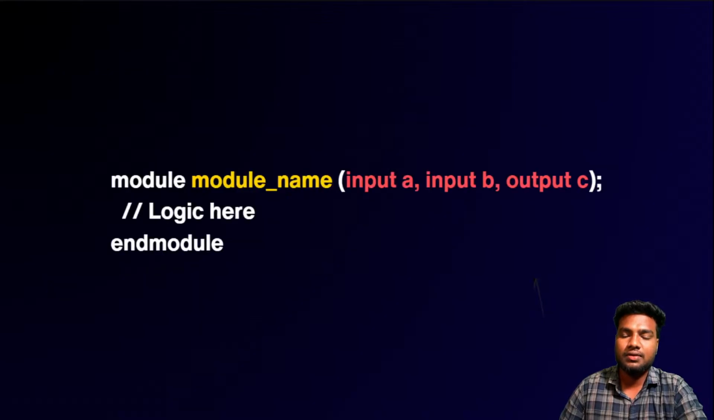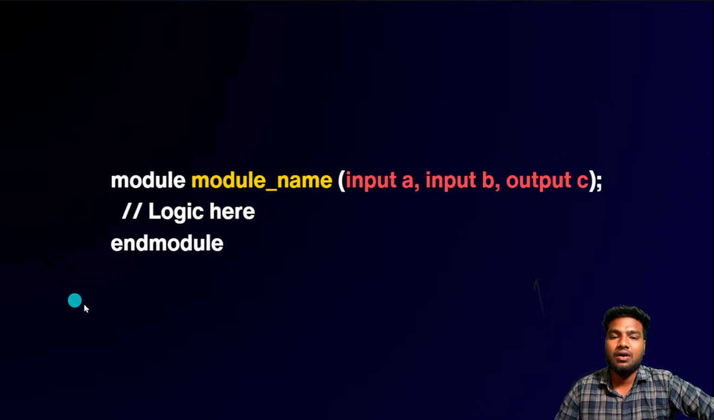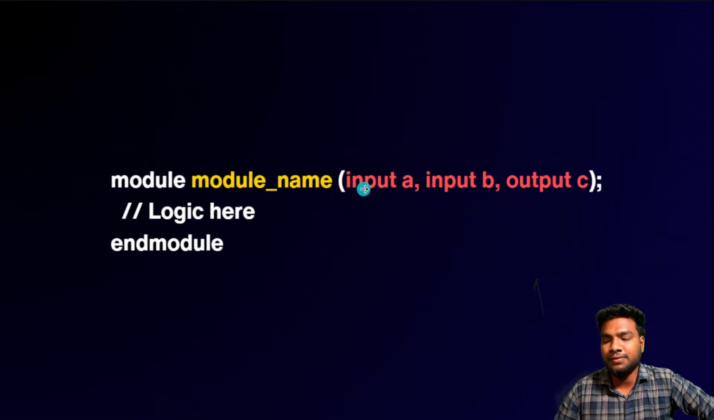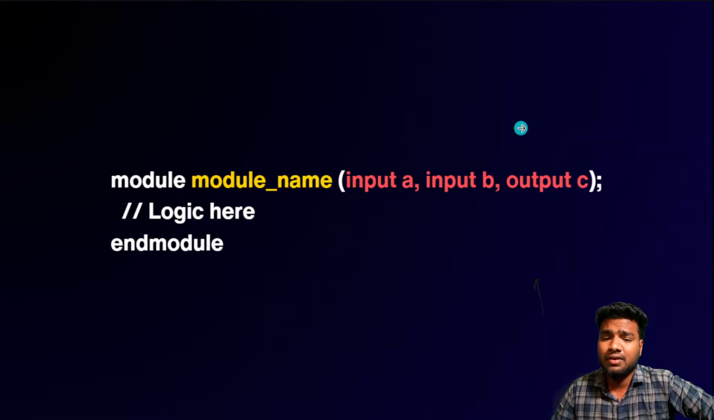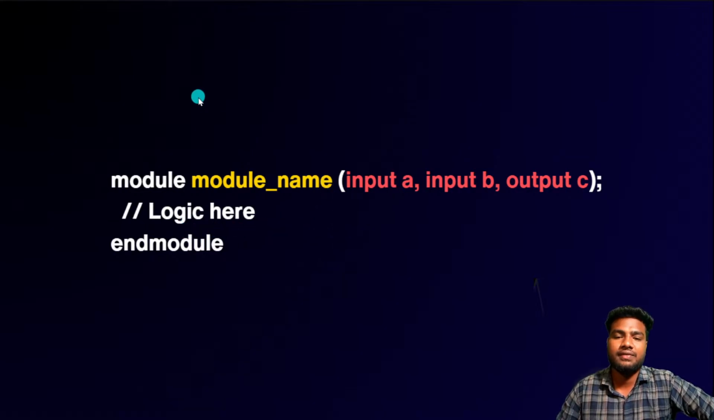So let's move to the syntax. This is the syntax for Verilog. It starts from module and ends with endmodule. The module has a module name, which we have to write here, and it has the port list. The port list is nothing but the input and output signals we have to declare here. Then in between module and endmodule we write our logic.